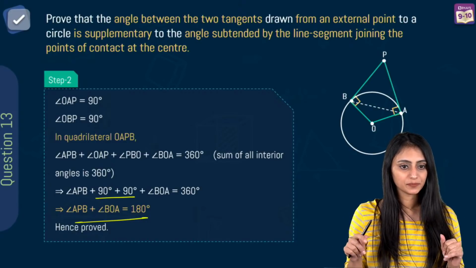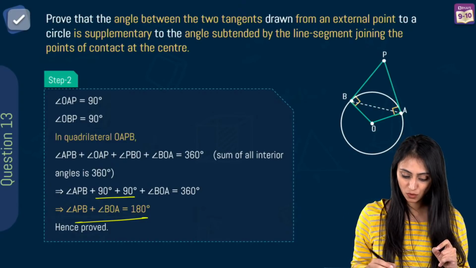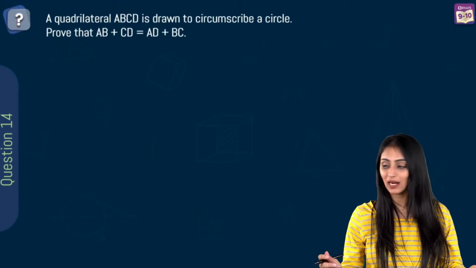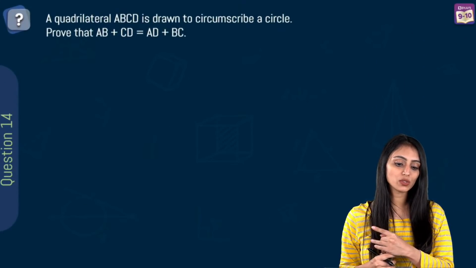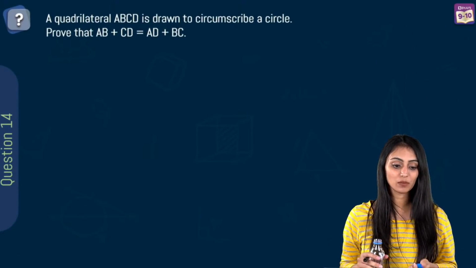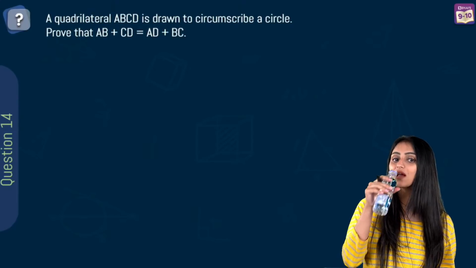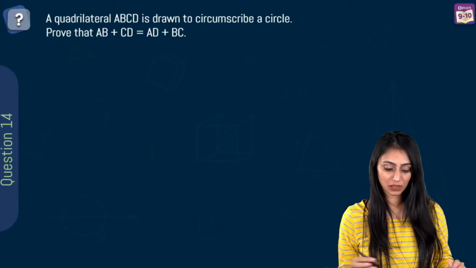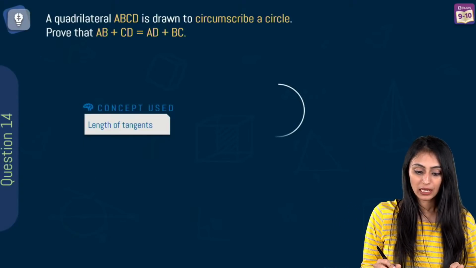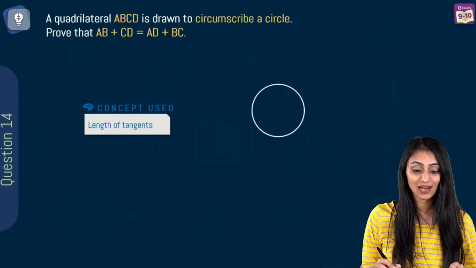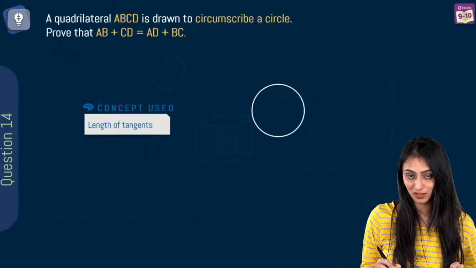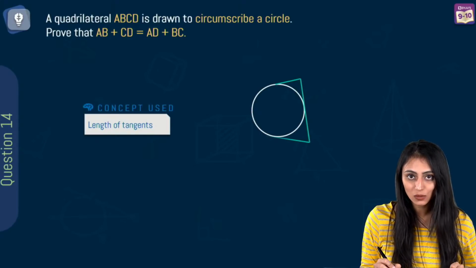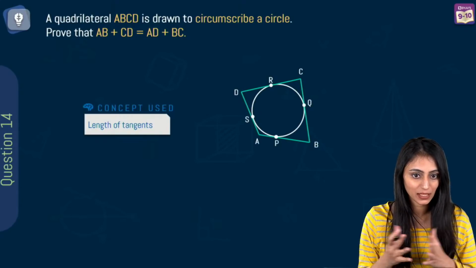No doubt still here? Alright, let's move ahead. Let's take a look at the next question. A quadrilateral ABCD is drawn to circumscribe a circle. Prove that AB plus CD is equal to AD plus BC. So what we can do here is simply, first of all, let's draw a circle. A quadrilateral is drawn to circumscribe a circle. That means the circle is inside the quadrilateral. Read the statement carefully, right?